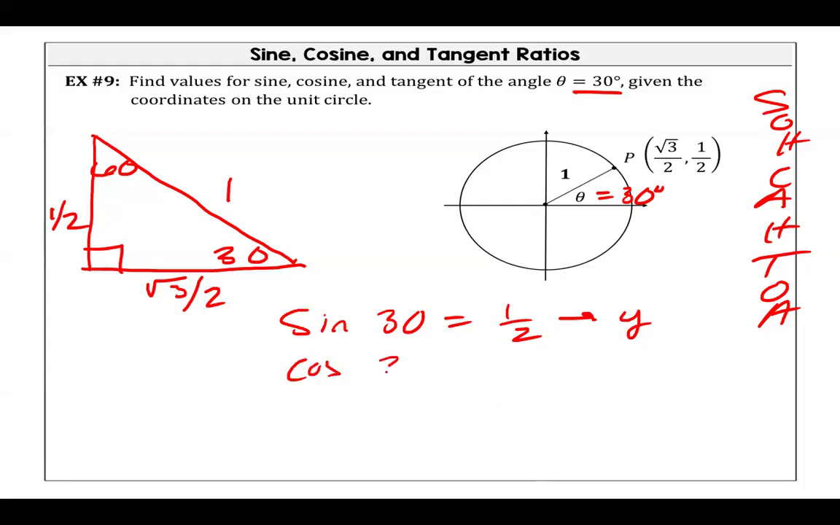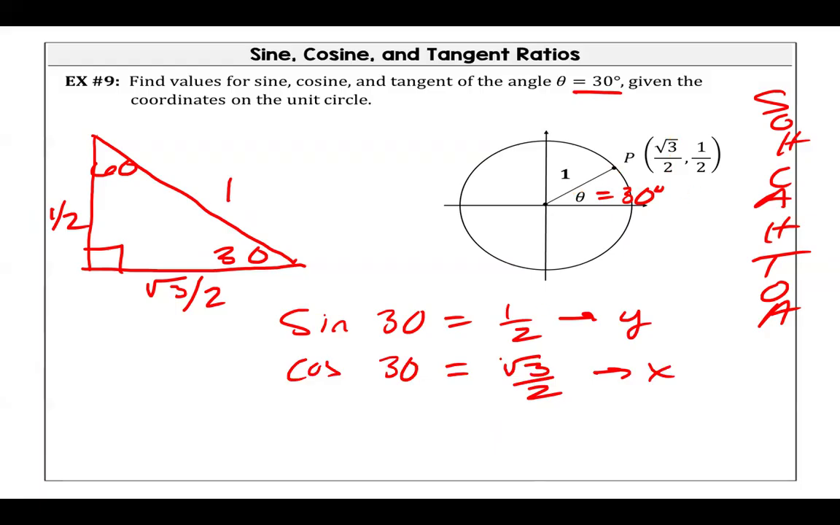Cosine of 30 degrees. What is cosine? Adjacent over hypotenuse. What is adjacent to 30? And my hypotenuse is 1. Is it necessary to write? No. So this is my x-coordinate. So at 30 degrees, the point on the circle would be at square root of 3/2, comma 1/2.